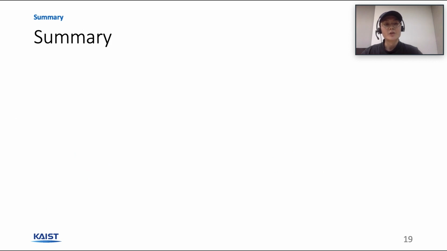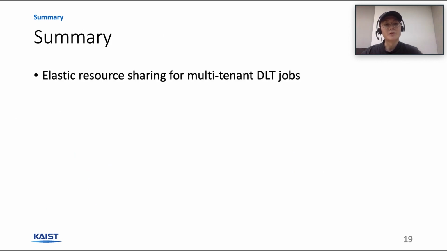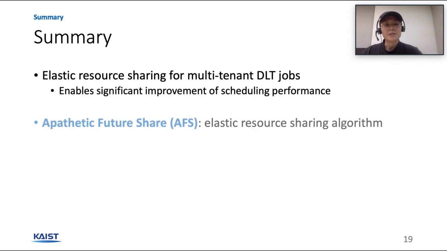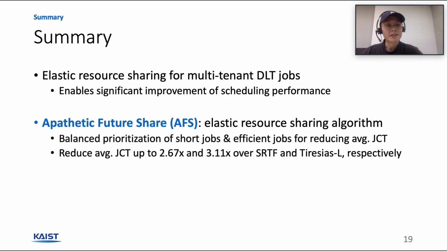To summarize, we have investigated elastic resource sharing for multi-tenant DLT jobs, and we have shown that it enables significant improvement of scheduling performance. To be specific, we have presented an elastic resource sharing algorithm named AFS. We have shown that it reduces average JCT by a balanced prioritization of short jobs and efficient jobs, achieving up to 2.67 times and 3.11 times improvement over SRTF and Tiresias-L respectively.